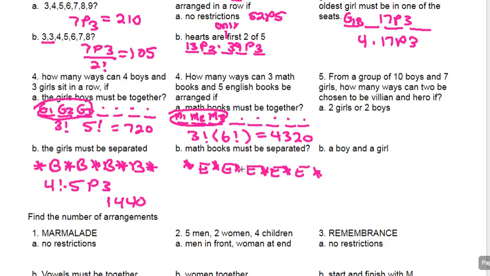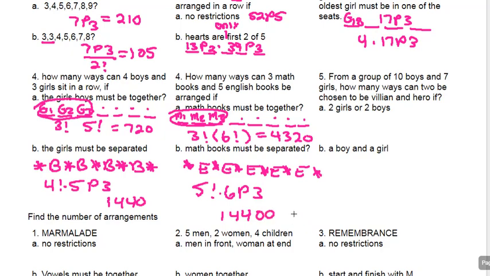Okay, hopefully you did that. Again, we're going to start with the E's. I've got 1, 2, 3, 4, 5 English books. They can be arranged in 5 factorial ways. I've got 1, 2, 3, 4, 5, 6 spots for the math books, but there are only 3 books that can take up those spots. So I'm going to multiply those together, and I'm going to get 14,400.